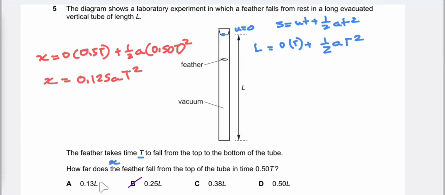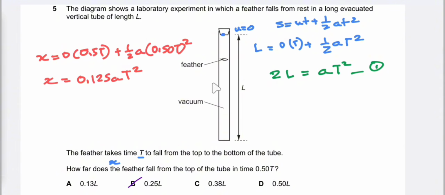Now we need to find the x value, that is the displacement value, with respect to L. That means we need to substitute L in this expression. So we need to make a T square the subject of the formula. If we solve this equation, then 2L is equal to a T square. So a T square is equal to 2L. This is our expression 1.